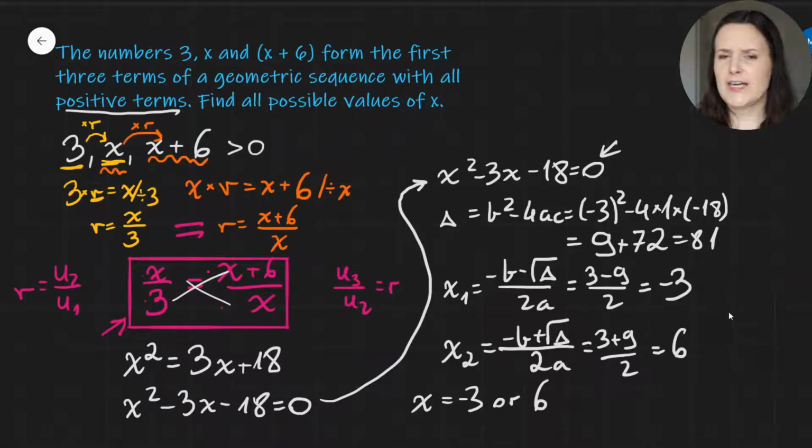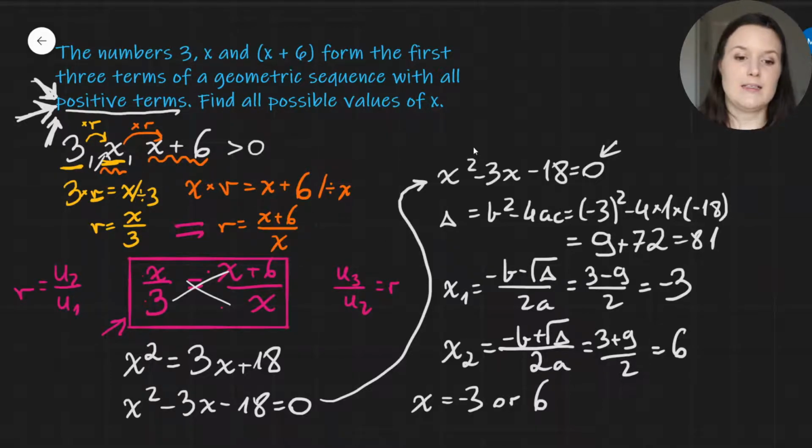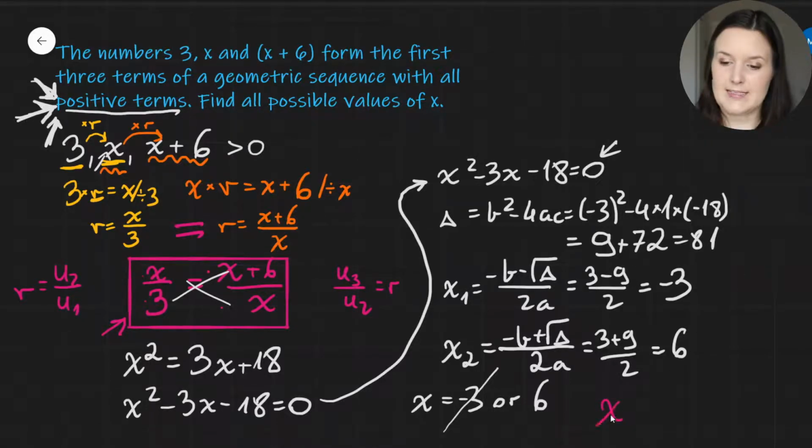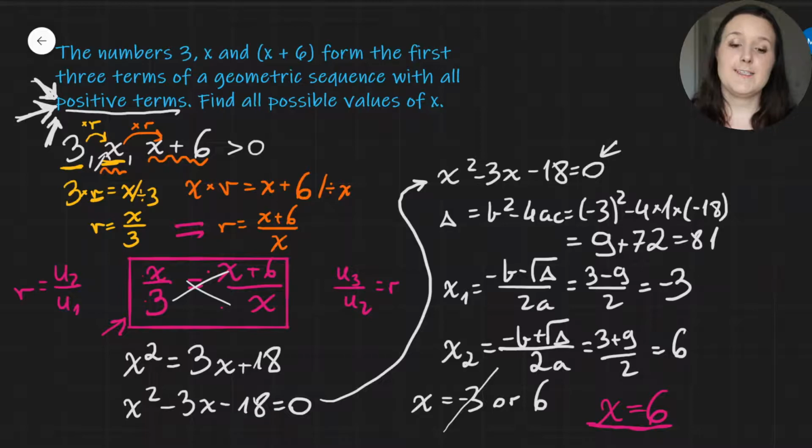So which answer is correct? Are both correct? No. It was given here that all the terms in the geometric sequence are positive. So x cannot be minus 3 because that would mean that this second term is negative. So I will ignore this solution and write the proper final answer, that x is 6. So that is the final answer.